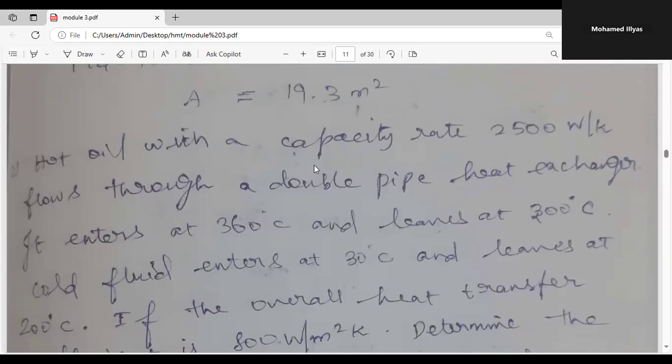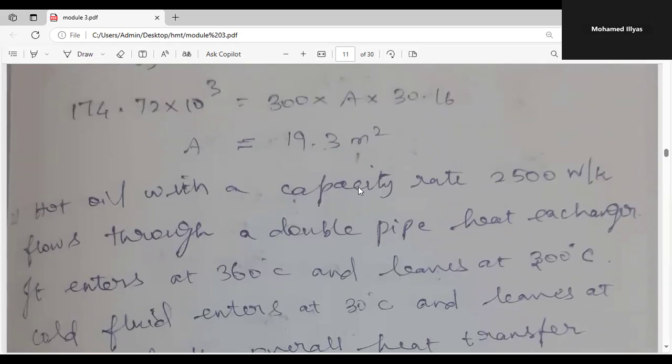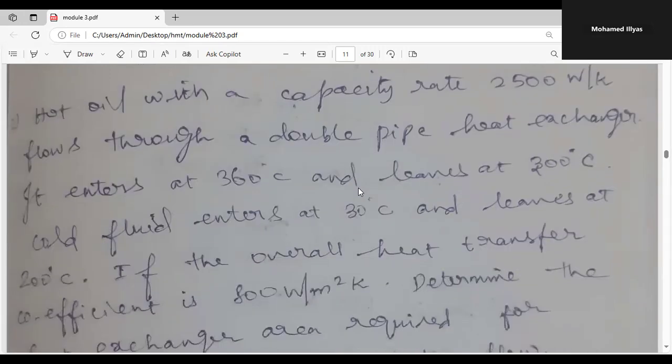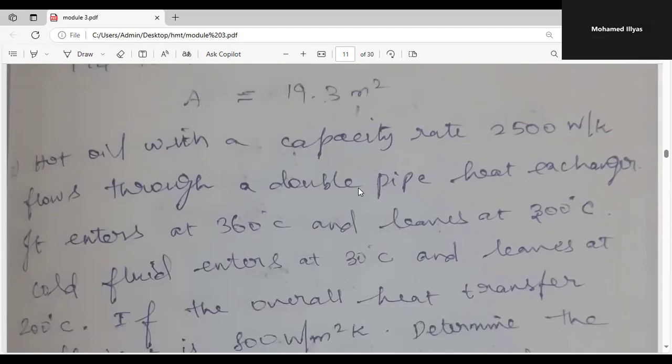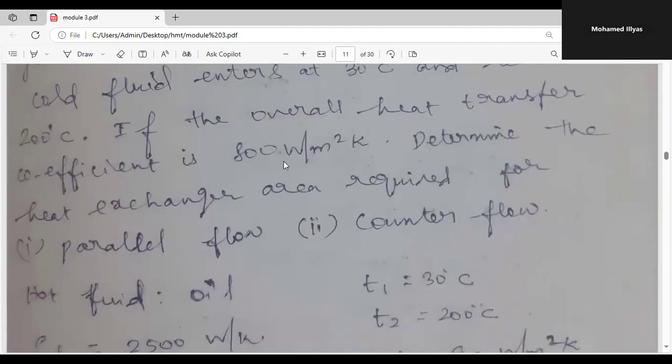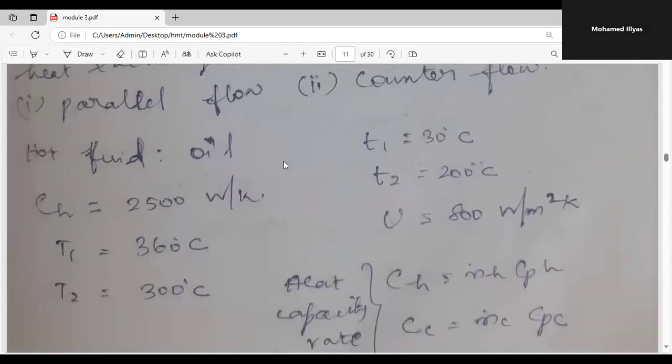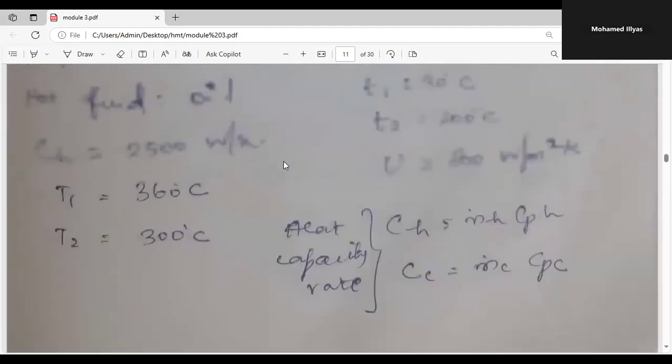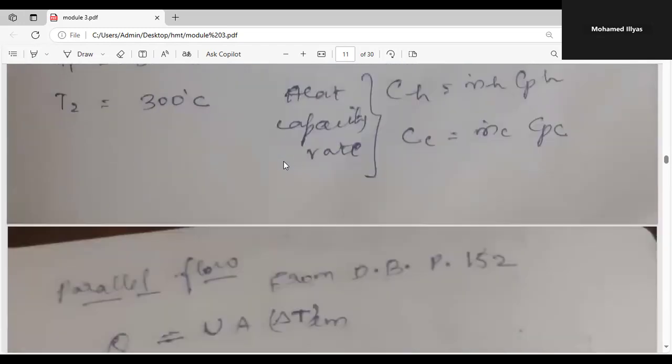So we are using two fluids, oil and another one they mentioned as cold fluid here. In this problem they have given the heat capacity rate, that is, they have given capital C values for the respective fluids, and the temperatures. Hot fluid inlet and outlet temperatures have been given, and cold fluid inlet and outlet temperatures were also given here. And we have also been given the overall heat transfer coefficient. So with this we'll proceed to find the heat exchanger area for both parallel flow and counter flow types.